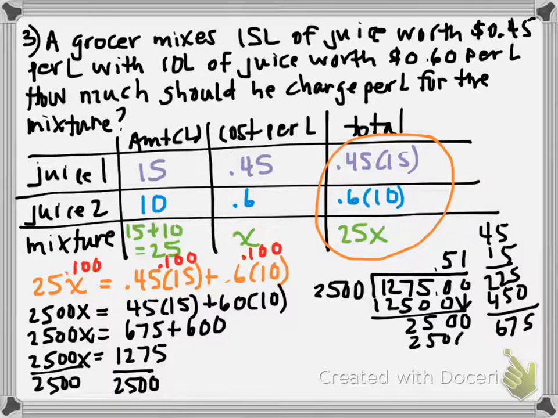What if it didn't go in evenly? What would we do? Stop after, round it. Yeah, we'd have to go one more round, and then we'd have to round up to the nearest penny, because that's where money goes. So what we get is 51 cents would be the cost. Okay?